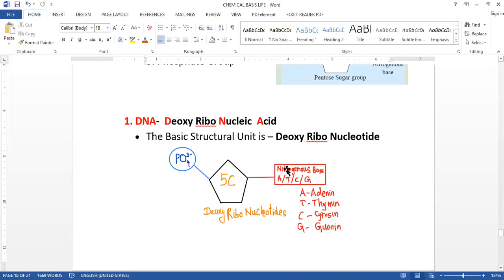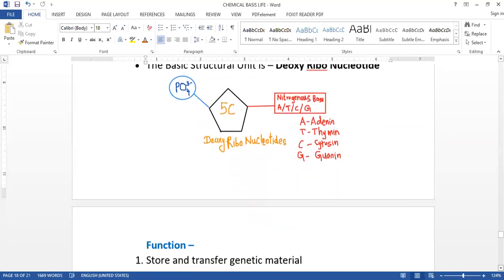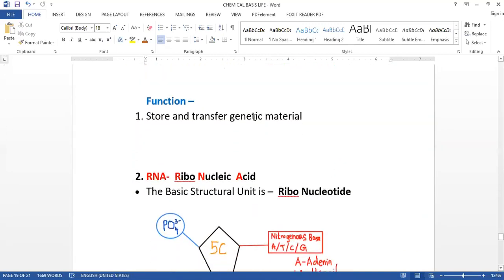So with these 4 types, 4 different types of deoxyribonucleotide can be formed. If it has A, that would be 1 deoxyribonucleotide. If a T is present, another type of deoxyribonucleotide. If C is present, another type. If G, that means guanine, is present, another type of deoxyribonucleotide, right?